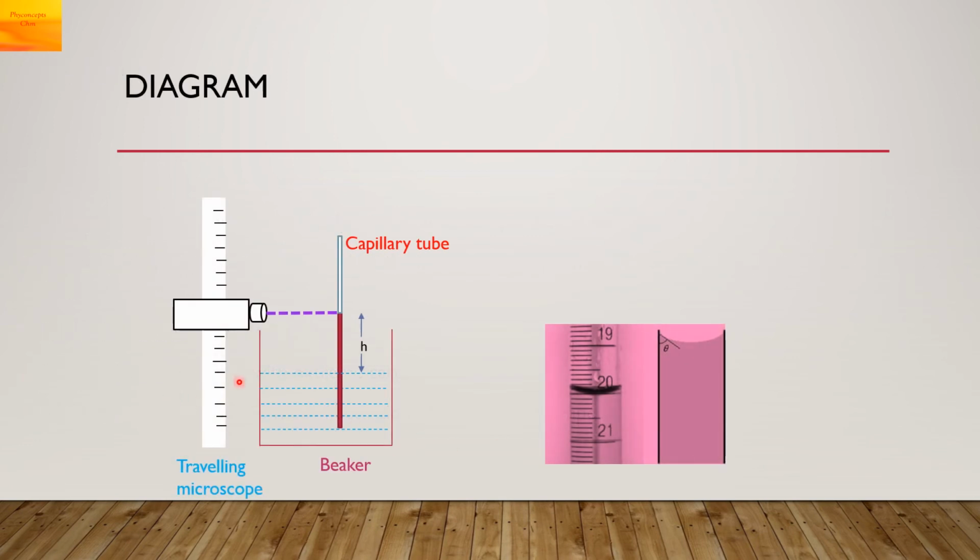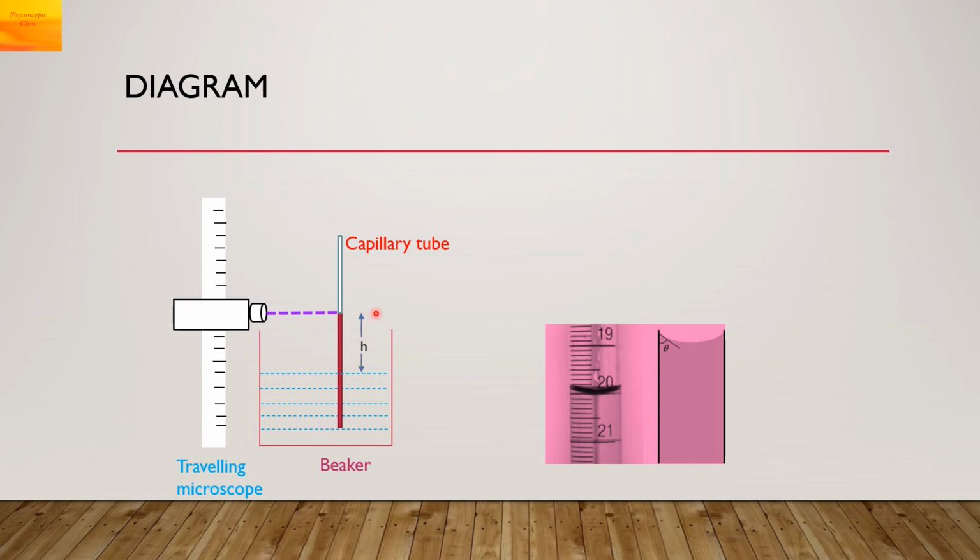This is the diagram. We have a beaker in which we take water. In this, we immerse the capillary tube so that the water will rise in the capillary tube. There is a traveling microscope. Using the traveling microscope, we find the rise in the water in the capillary tube. This is the actual level of the water in the beaker. We can see that water has risen in the capillary tube. So this height h is to be measured using the traveling microscope.